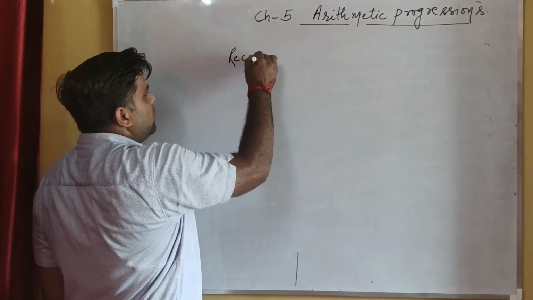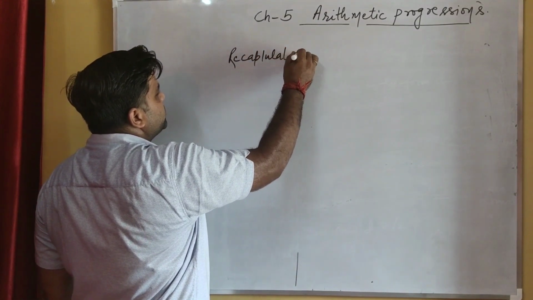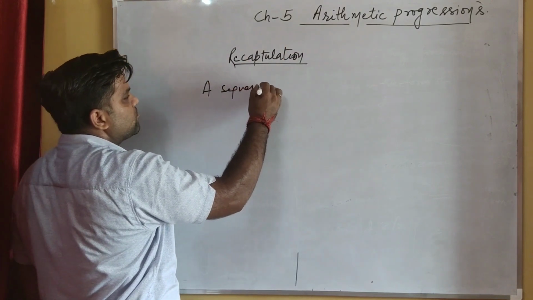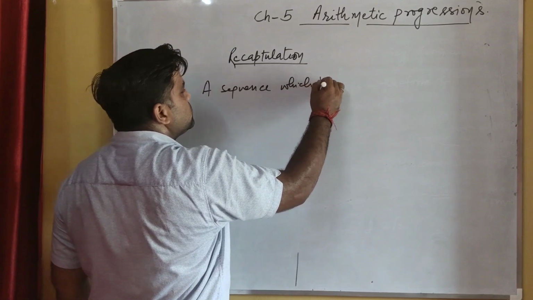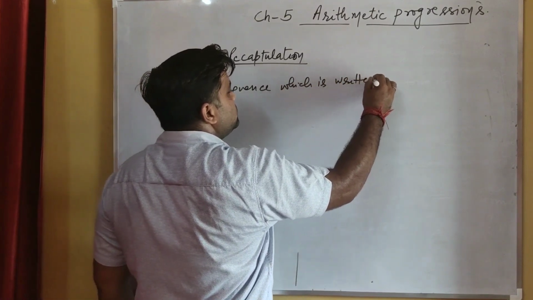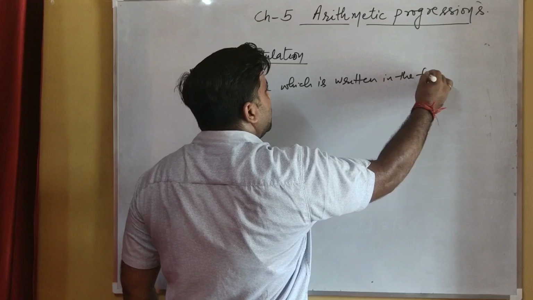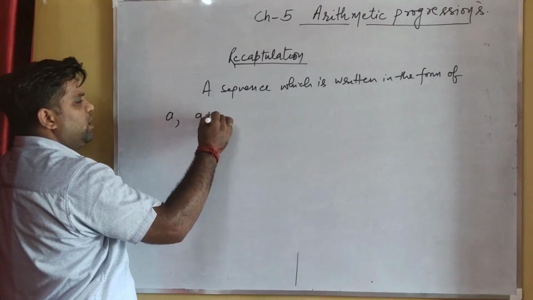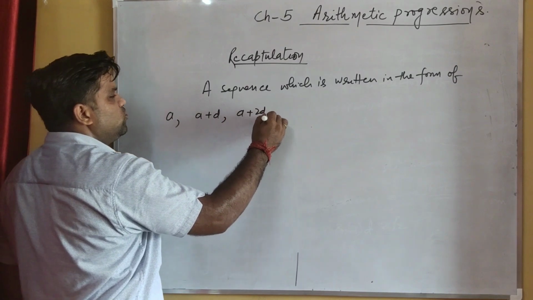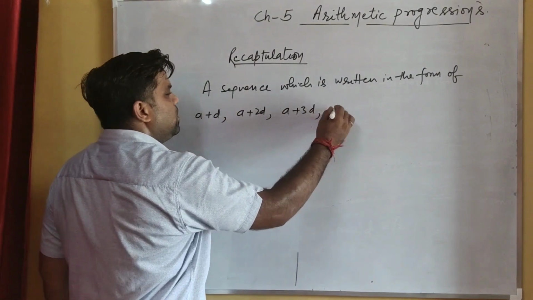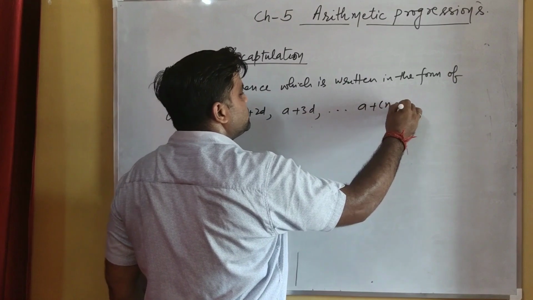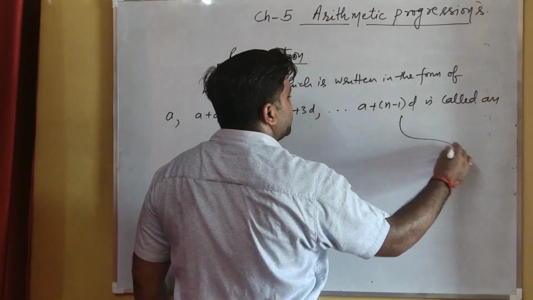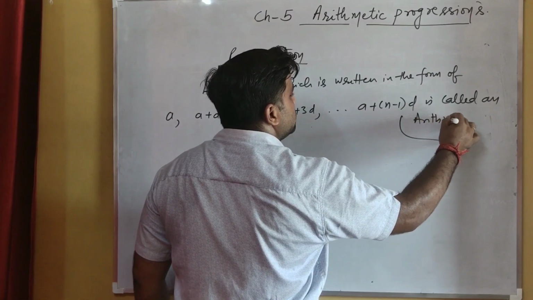So here we are revising it again. A sequence which is written in the form of a plus d, a plus 2d, a plus 3d up to a plus (n minus 1) into d is called an arithmetic progression.